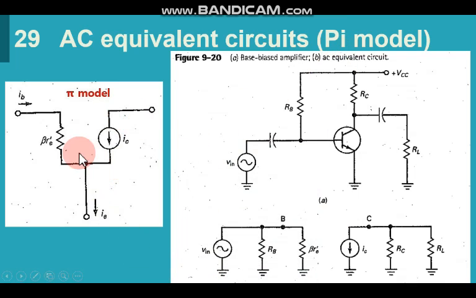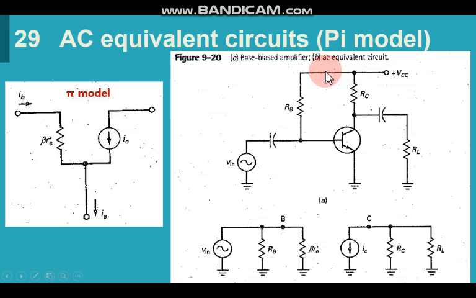Okay, now we see AC equivalent circuits using the pi model. If this is a base bias amplifier given to you, how can you represent the AC equivalent circuit? For AC, we know that a capacitor will be shorted. So these two coupling capacitors will be assumed as short.